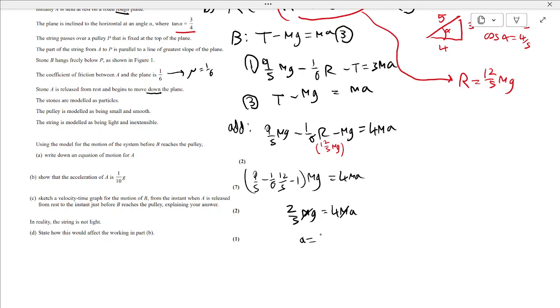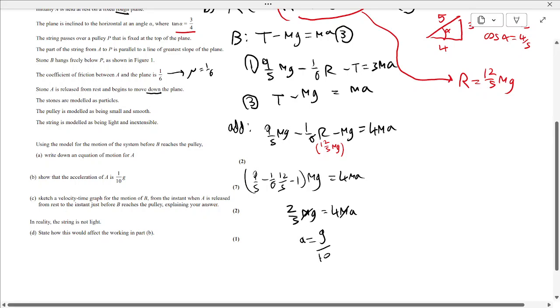Divide both equations by 4, and a equals, you're going to get the correct answer, because 2/5 divided by 4 is 1/10. So there we go. Done part A, done part B. Now we're on to part C.